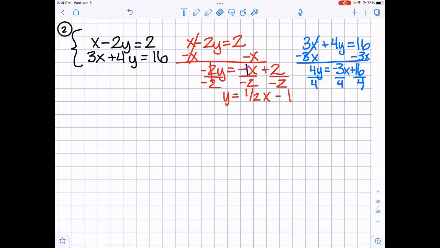I'm going to rewrite this. Negative 3/4 x, and 16 divided by 4 is 4, so plus 4. So those are our 2 lines. That's what's going on the graph. Ignore the stuff that they gave you. This is what we're going to use.